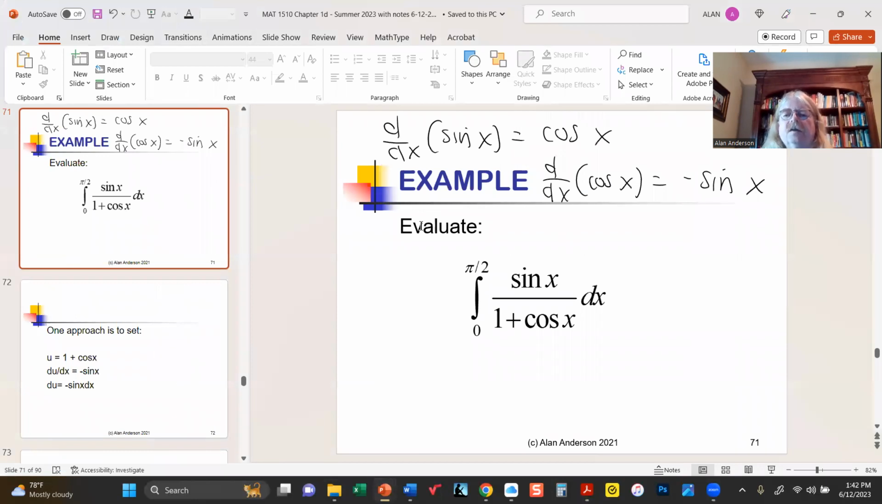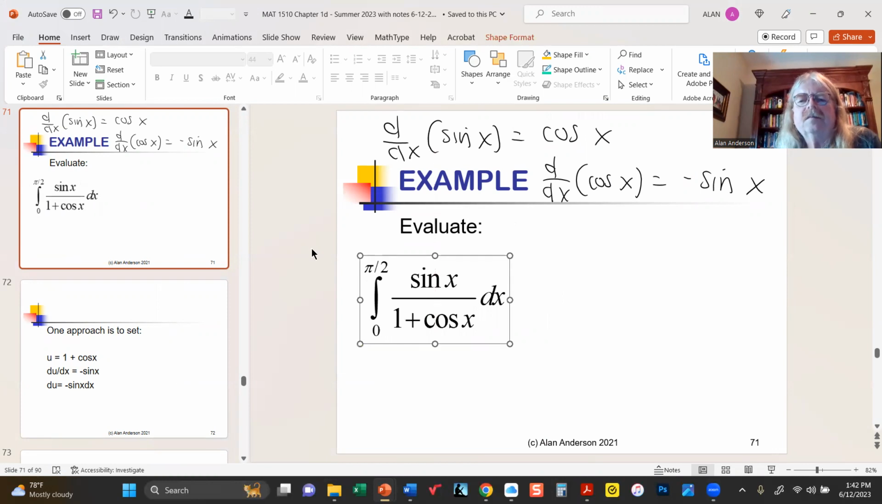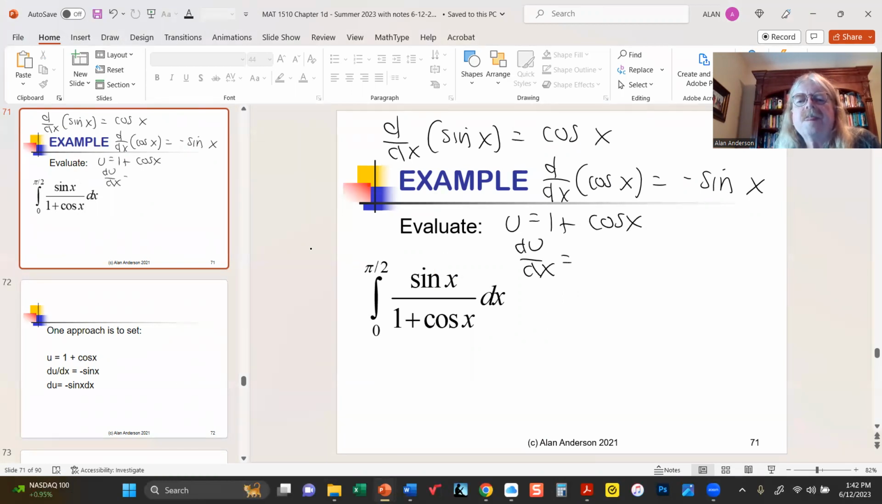So in other words, yes, that means we have to carefully choose the u that we want. And remember the rule of thumb is usually pick the more complicated function or component of the formula to be your u. So let's try u equals 1 plus cosine x. du/dx would be negative sine x, because of course the derivative of the 1 would just be 0.